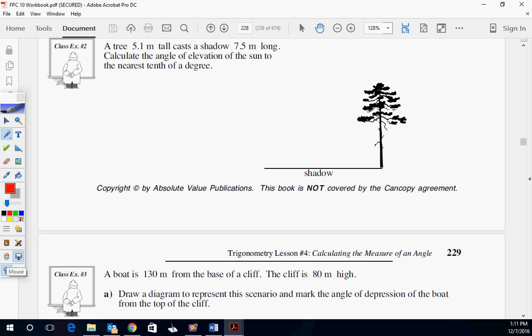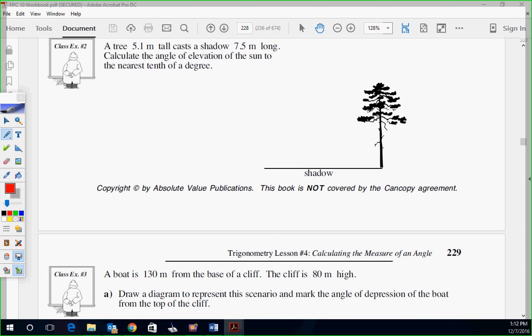Now, here we go. Let's see how much you learned. Nothing. Perfect. A tree 5.1 meters tall casts a shadow 7.5 meters long. Calculate the angle of elevation to the sun to the nearest degree. Right there. The sun's coming down, guys, hits the tree here, and that creates the shadow. So we're trying to figure out that spot there. Why don't you figure out the spot at the top of the tree?